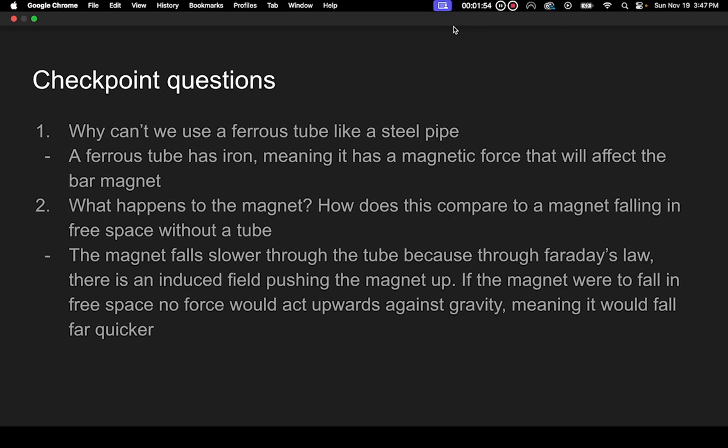The second question is, what happens to the magnet? How does it compare to a magnet falling in free space without a tube? The magnet falls a lot slower than in free space because through Faraday's law, there's an induced field pushing the magnet up. If the magnet were to fall in free space, there wouldn't be any force acting upwards against gravity, meaning it would just fall at 9.8 meters per second squared. That would be the acceleration, just gravity, and that would be far quicker.